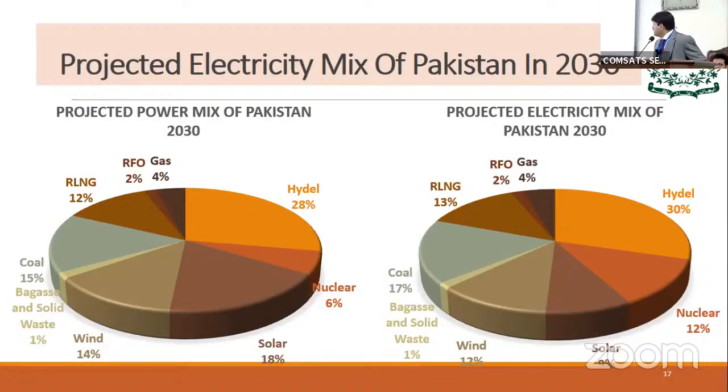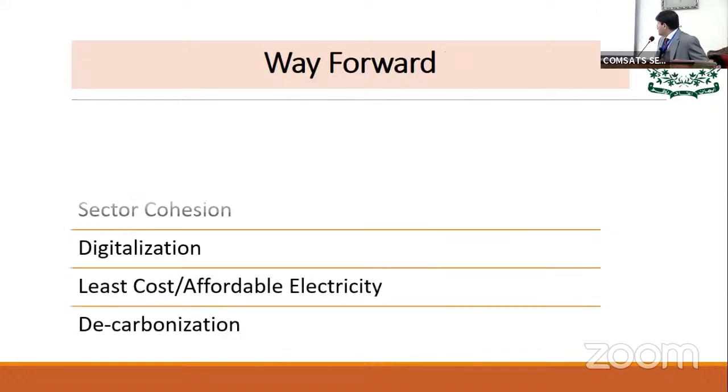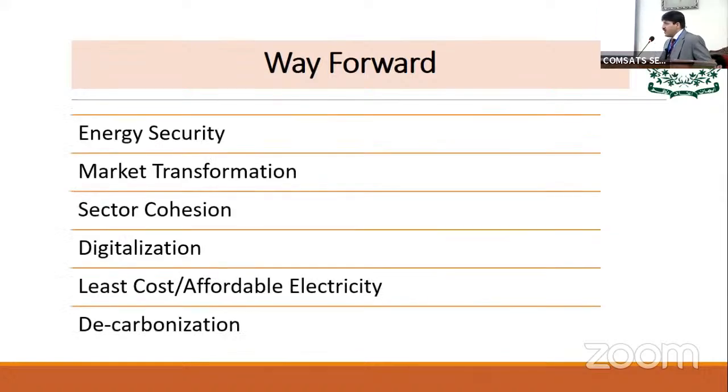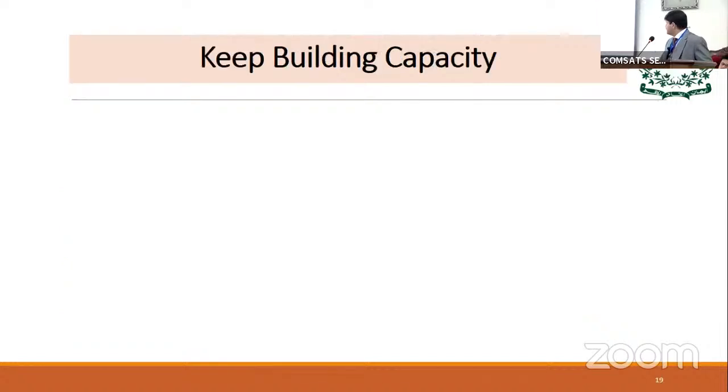On the generation side, you can see that we are relying more upon hydel, nuclear and renewables, and less on other thermal resources. And LNG is going to be the minimal resource, but later on after 2030, because we want that maximum electricity generation should be based upon indigenous resources instead of imported. What's the way forward for us? Energy security, market transformation, sector cohesion, digitalization, which is very important we feel, least cost, and decarbonization.